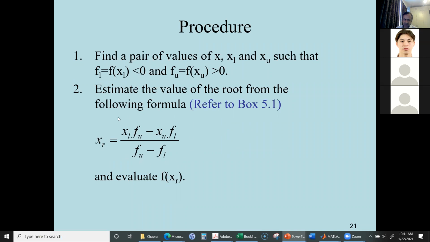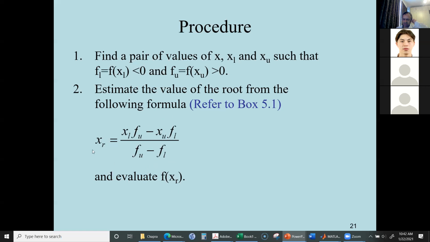So in this case, you just have to remember this formula. For example, if you want to find xr, you take the lower bound x value and multiply it by the upper bound value of the function. Then you take the upper bound x value and multiply it by the lower bound value of the function. Then you subtract, and divide by the difference between the upper bound and the lower bound value of the function. So in this way, you can try to memorize this formula.